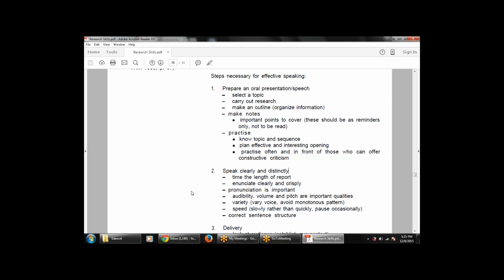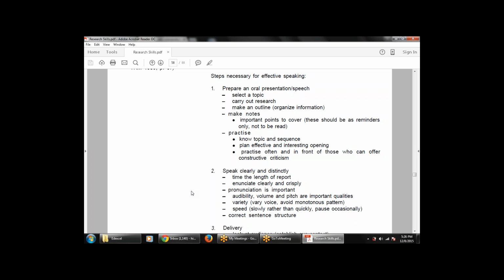Then audibility, volume and pitch are important qualities. That means the sound must be audible. That's why I sometimes ask you, is that audible to you? Are you able to listen to me? Audibility is very important in oral presentations. Then volume and pitch: the presenter adjusts their voice as per the topic. For example, if there is an important topic, I say, please listen carefully, this is an important topic, and my volume automatically increases. Pitch also increases; pitch is a very important quality.